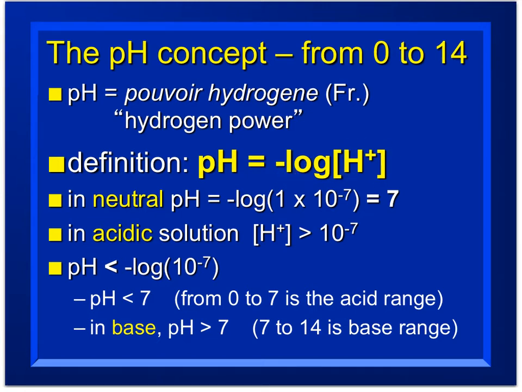The definition or the formula for calculating pH is the negative log of the hydrogen ion concentration. So in a neutral solution, remember that our hydrogen ion concentration is going to have this value, which is going to equal 7. So if we were to plug this into our calculator, negative log of 1 times 10 to the -7th, we would come out with a value of 7, and so of course our pH is equal to 7 there.